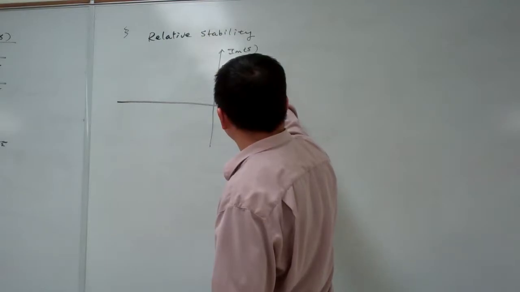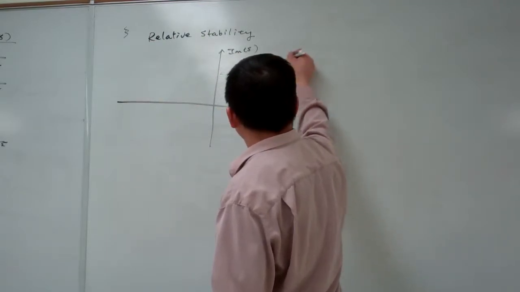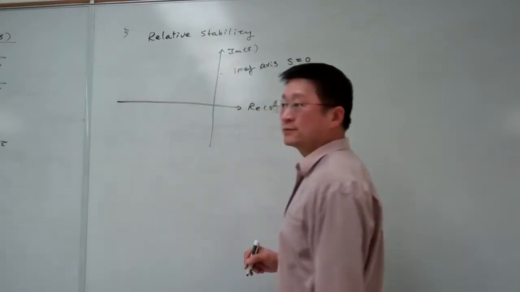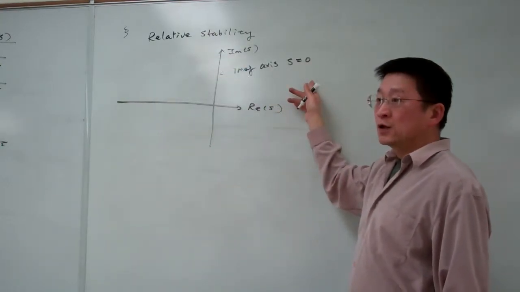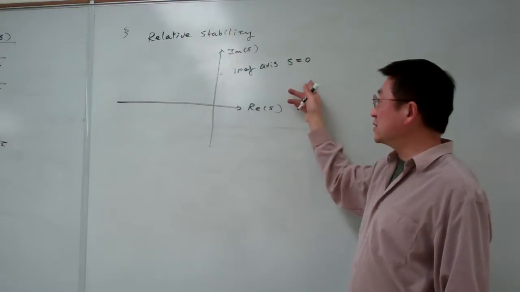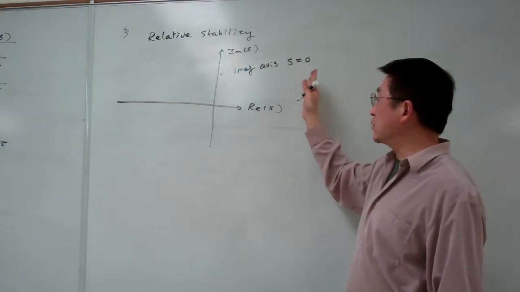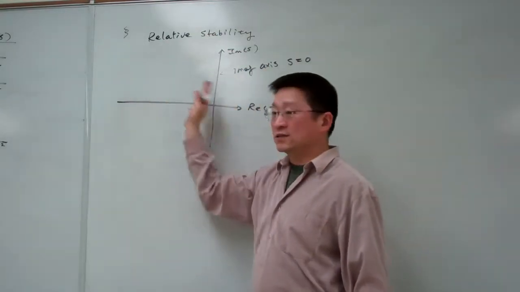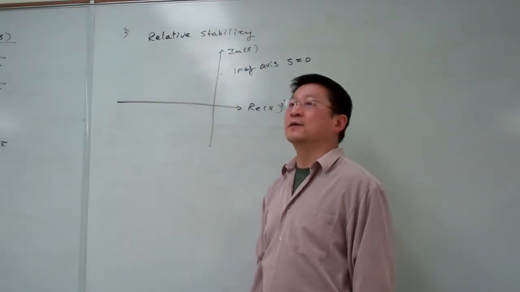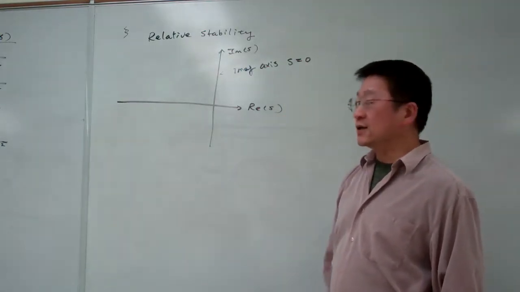is described by s equal to 0. So that is a vertical line described by this equation. For the system without repeated roots, as long as all the poles are to the left of this, we say the system is stable. And relative stability is this.